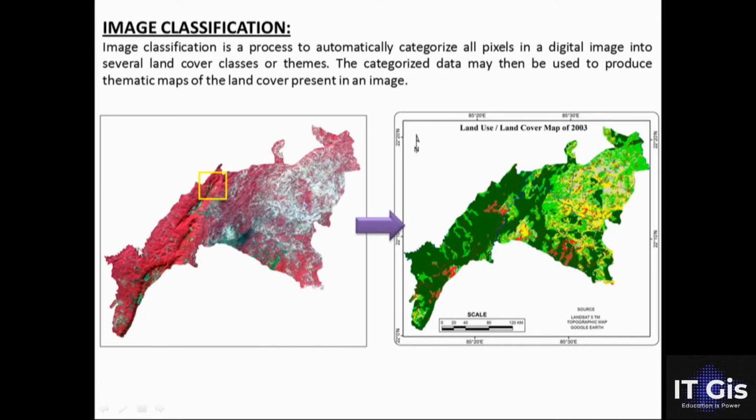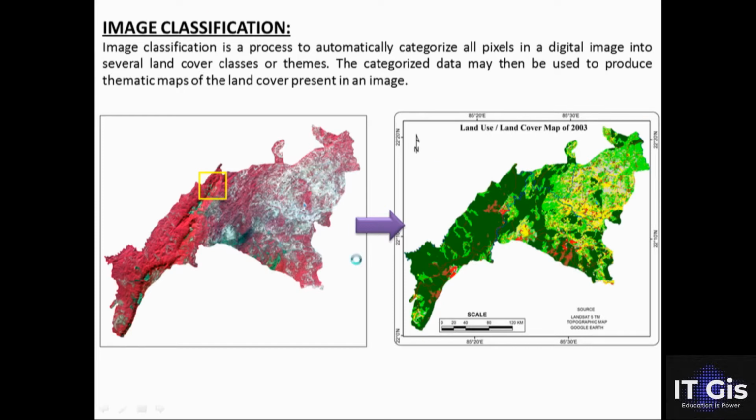Now, all the pixels, that is the smallest part of the image, are categorized into different classes. There are a total of eight land cover classes, you can say. So it was categorized into different classes, like vegetation, agriculture, river, mining area, settlement, and many more. So by using image classification, we can categorize all pixels in the image into different class categories.